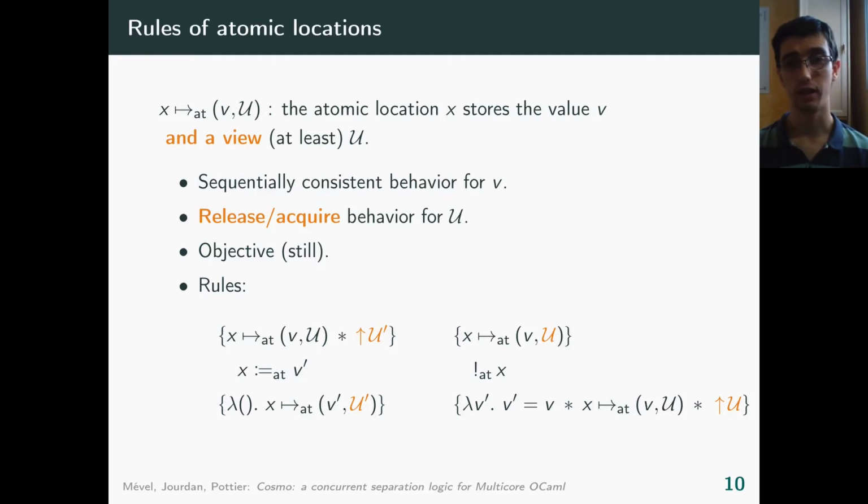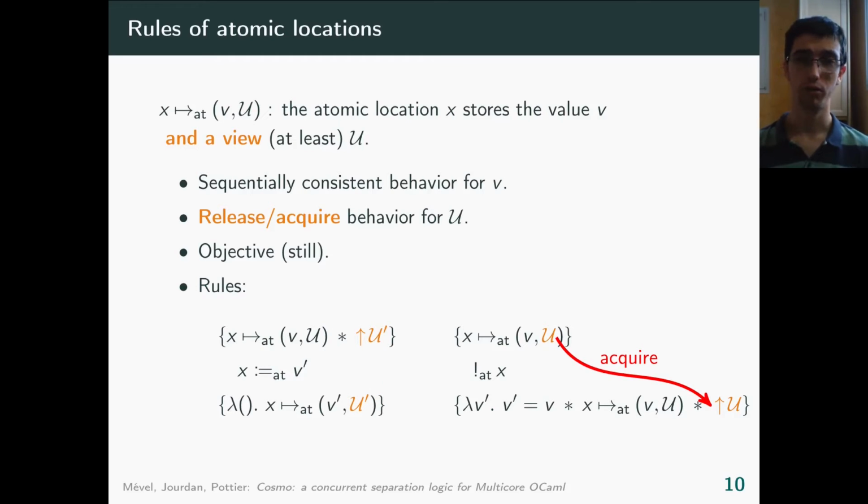So accesses still behave the same with respect to the value, but they also perform a release-acquire synchronization on the view. So when writing, we push into the shared location any information we have in the local view, so that's a release write. And conversely, when reading, we pull into the local view any information stored in the shared location. So that's an acquire read.